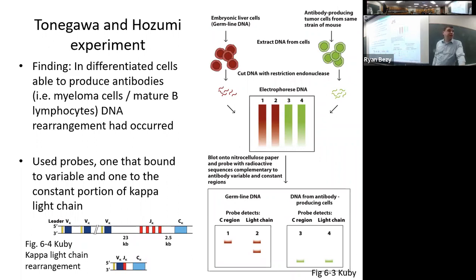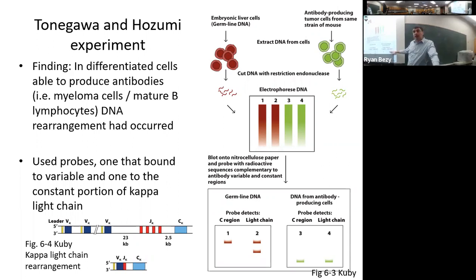But when they did the DNA from the myeloma cells, which were making antibodies, the fragments were much shorter. A large chunk of DNA had been deleted out of the genome of these cells. What had really been happening is that the DNA was getting cut and stitched back together to create unique light chain regions or unique heavy chain regions. So the DNA was changing in size. Questions about that?